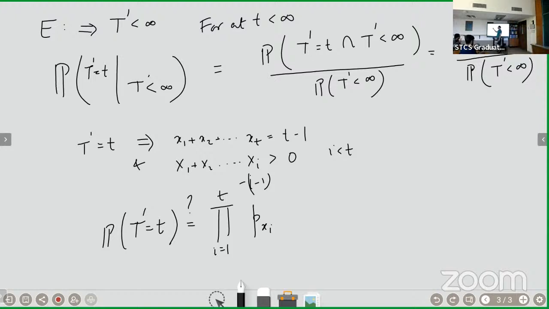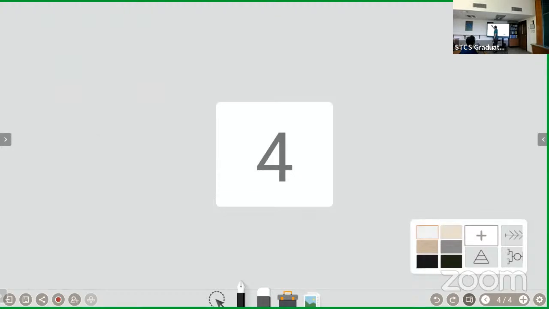So P prime, extinction means what? The extinction means that t prime is finite. That's all I'm saying. Given that you're going to get extinct, what is the t you're going to see? See, it's not a deterministic quantity. Is that clear? So let's look at the random person.